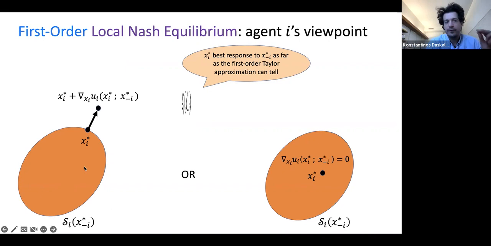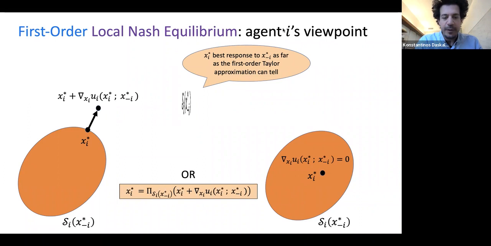Let's consider the right scenario first. Either my gradient is zero, so first order Taylor tells me, you're playing optimally as far as I'm concerned. The other scenario is that xi star is on the boundary of the constraint set, and if the agent tried to improve their utility by a gradient step, that would take them outside. If they were to project back, they would land where they started. That's another case where you are happy. So xi star is a best response to what the other guys are doing, as far as first order Taylor is concerned, if one of these two scenarios holds.